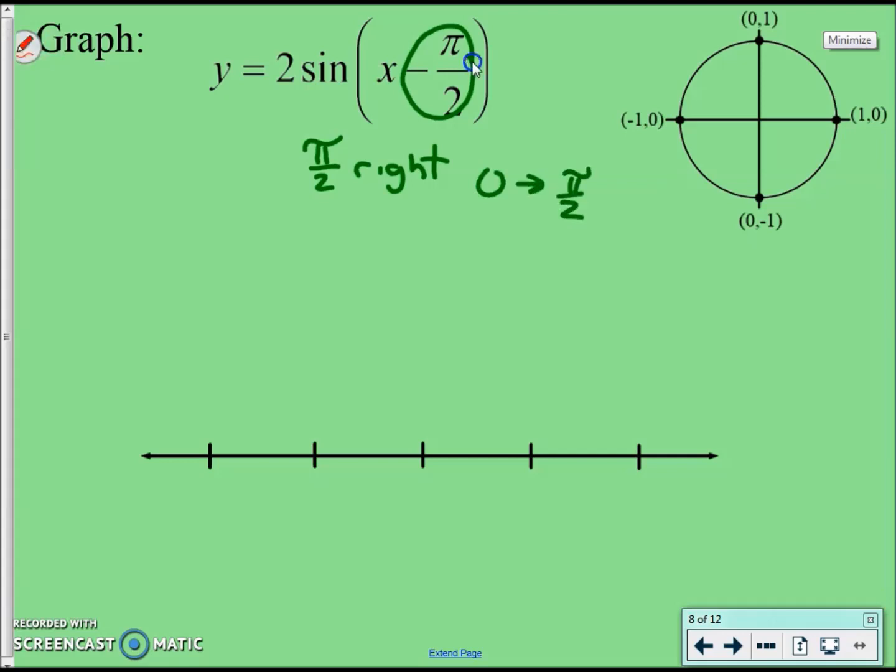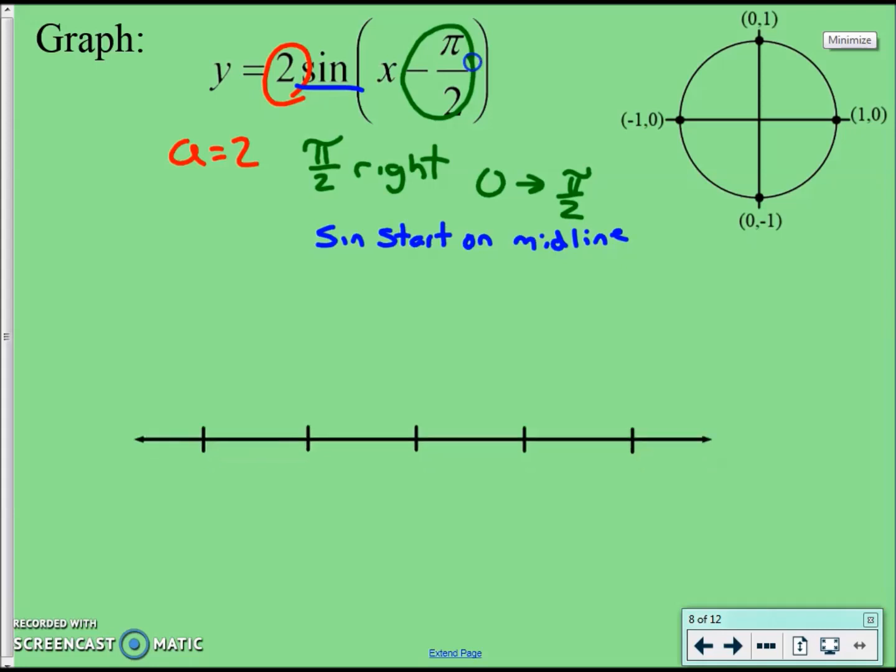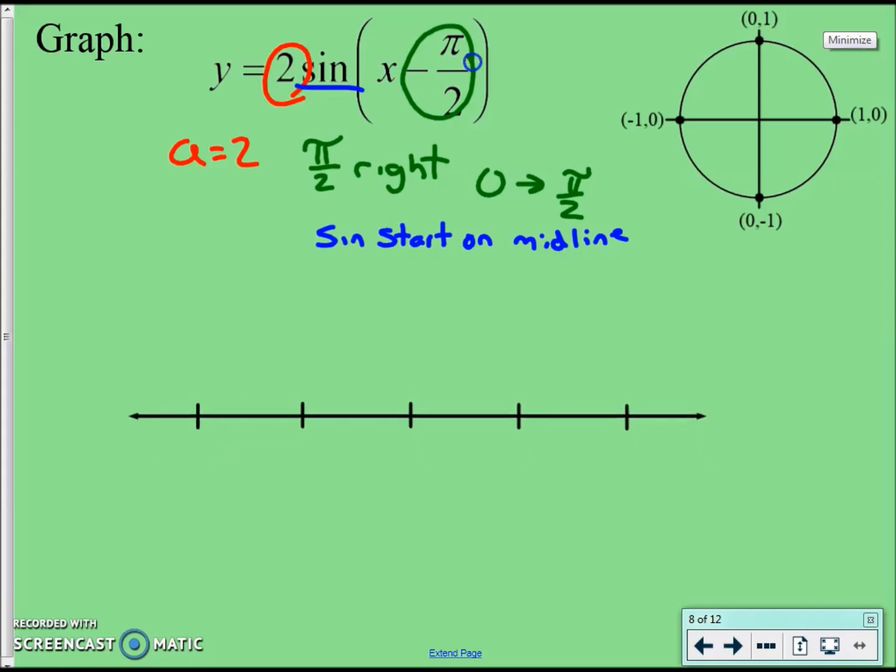We have an amplitude of 2. A is equal to 2. And we see it as a sine function, which means we are going to start on the midpoint, or start on the midline. And of course, our amplitude is positive, so we're going to start by going up and then going down. So I'm going to move this slightly.